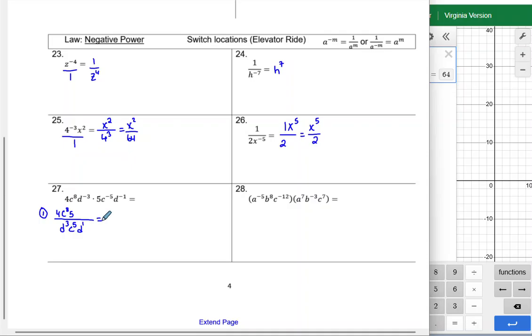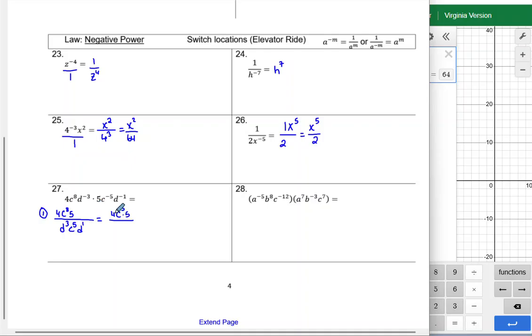And then from here, we can put the terms together, or the variables together. So this is C8, C5, these are being divided, so you subtract the exponents. So I'll keep the 4 up here. So 8 minus 5 is 3. So this is C to the third power. The 5 stays at the top.